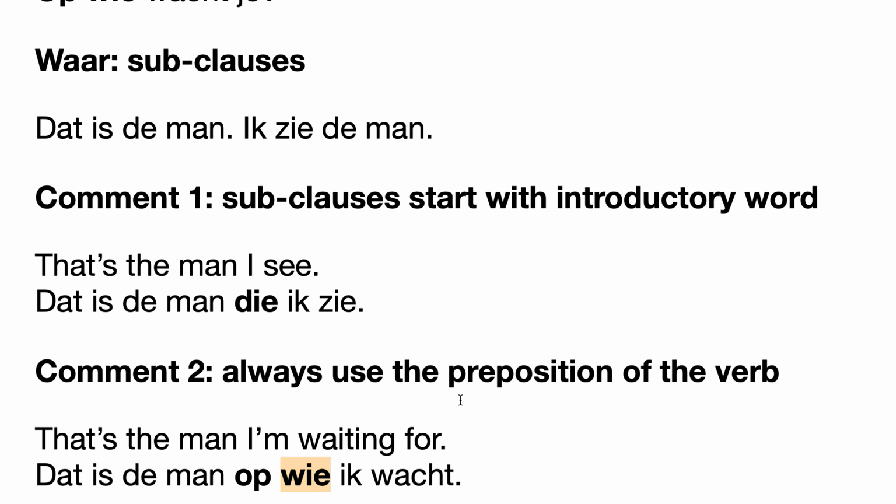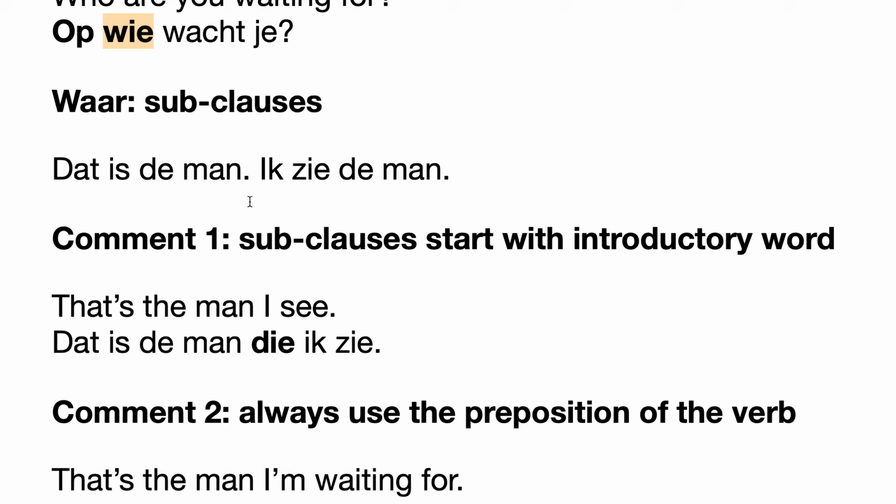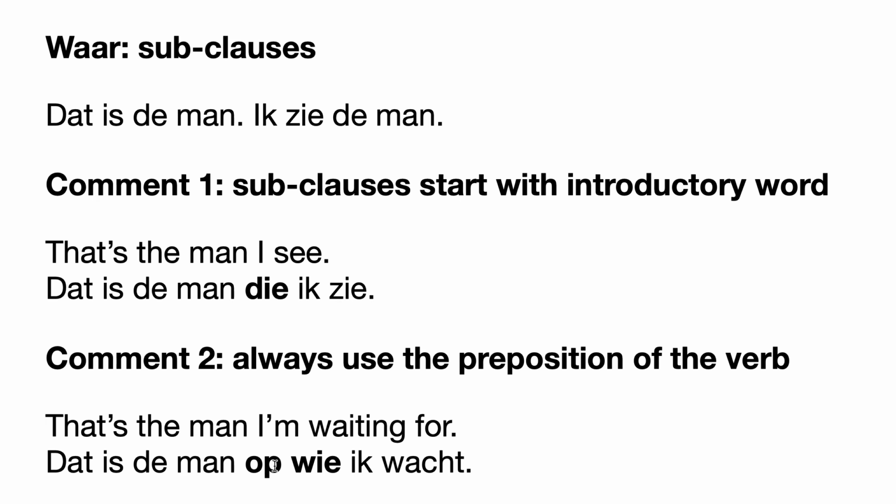Same as for the questions, if you remember. Op wie wacht je? Who are you waiting for? First the preposition and then wie. Here, dat is de man op wie ik wacht. Okay? So, if there's a subclause, you need a little word in between.